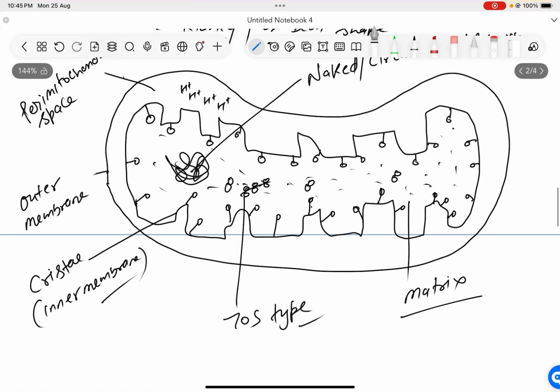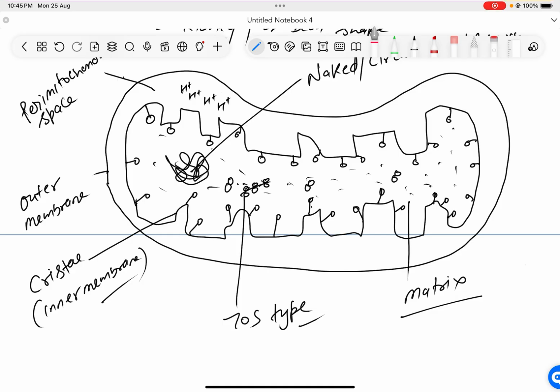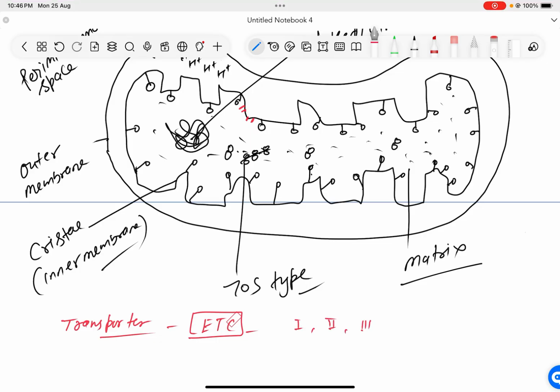Apart from this, if we deeply study the inner membrane of mitochondria, we found that it contains one, these F1 particles, and four other proteins on this surface, which are known as transporters, electron transport chain, ETC, electron transport chain protein transporter, and they are known as the 1, 2, 3, and 4. Okay.